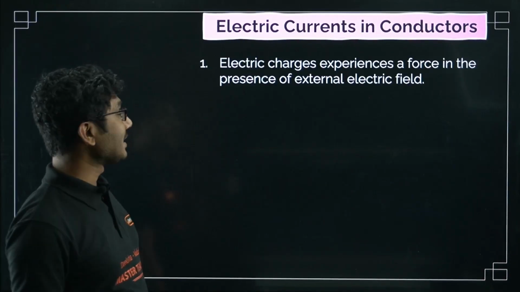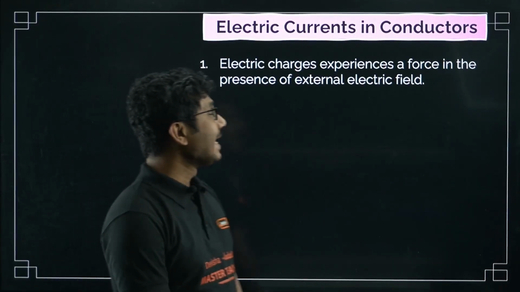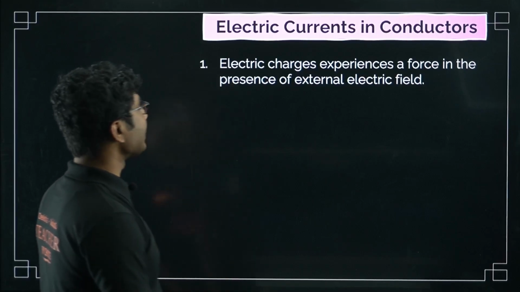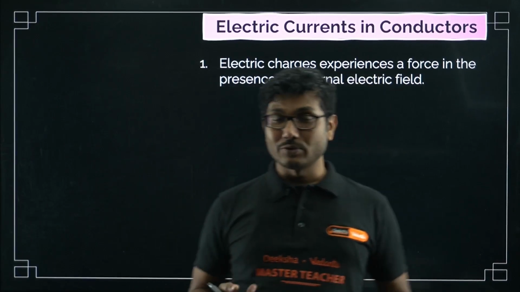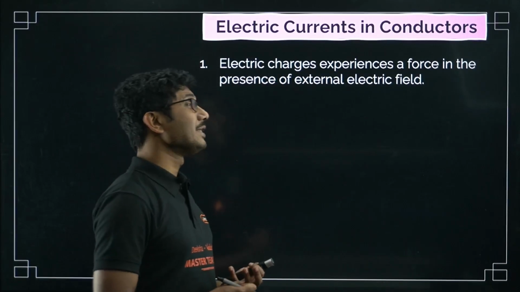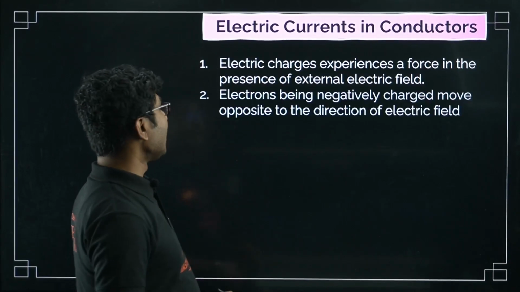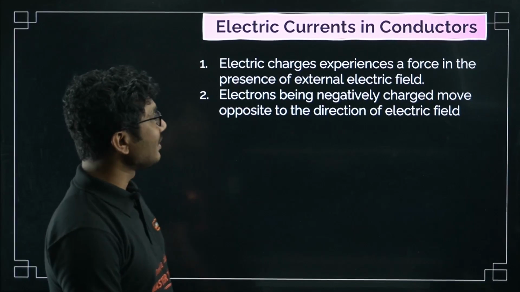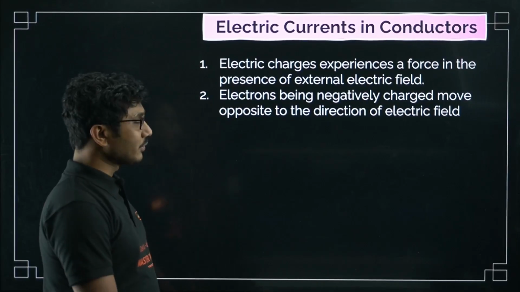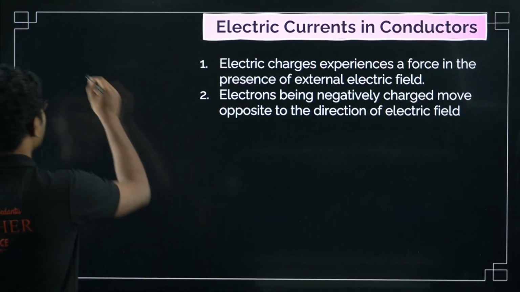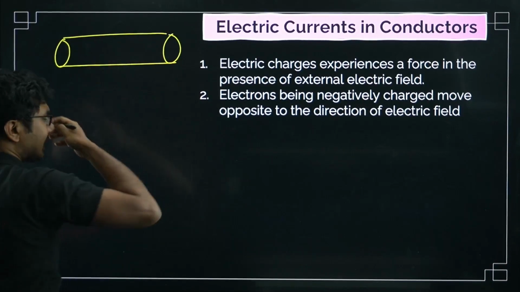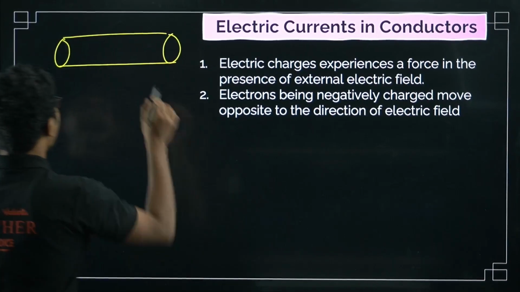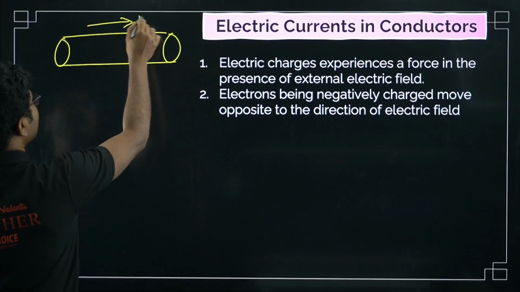Now let's move on to electric current in conductors. In conductors, electric charges experience a force in the presence of an external electric field. Electrons, being negatively charged, move opposite to the direction of the electric force. Suppose I have a conductor and I have applied some electric field across the conductor.